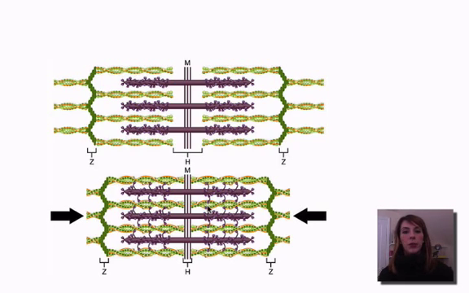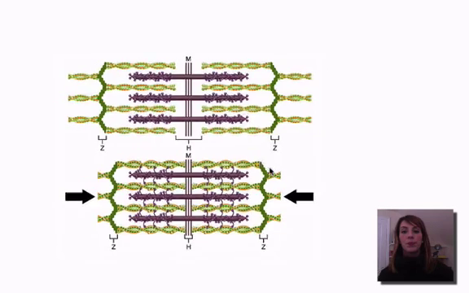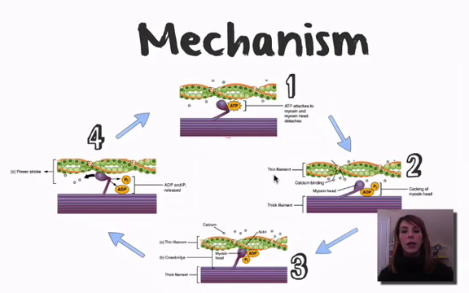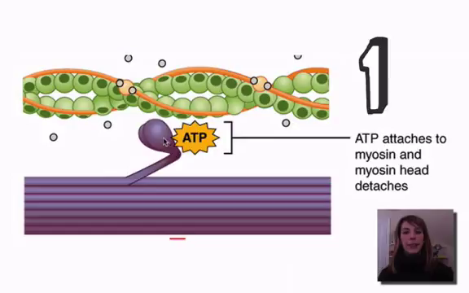Okay, so what we're going to do next is look at what's happening with this myosin protein head. And we'll look at the mechanism by which those myosin heads are leading to contraction of the sarcomere. So our first step is going to involve binding of ATP to the myosin head.